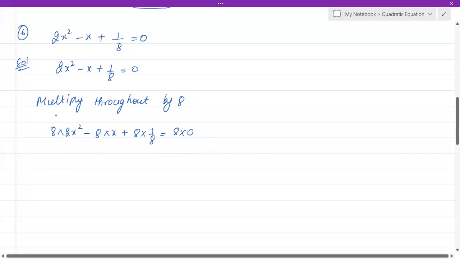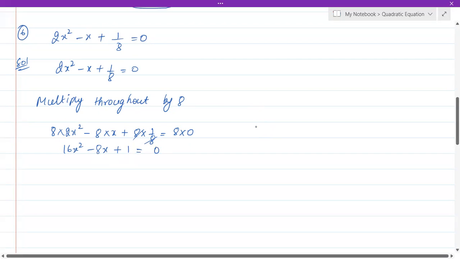So 8 into 2x square will become 16x square, isn't it? So this will become 16x square minus 8x. 8 and 8 gets cancelled. So we'll be left with 1. 8 into 0 is 0.